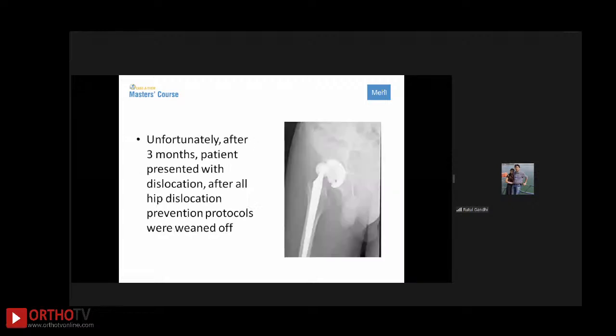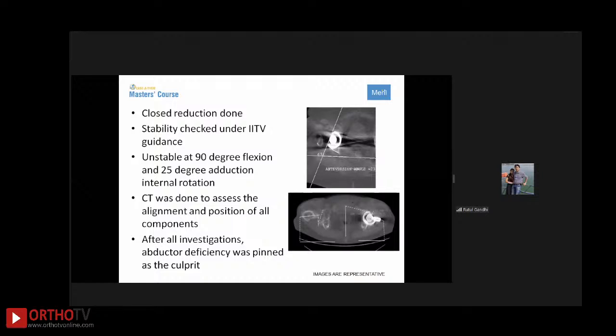However, after 3 months, once the patient was weaned off all the hip dislocation prevention protocols, the patient presented with a hip dislocation, and it was a catastrophic disaster for us. As Dr. Pradeep sir rightly said, we did all the possible investigations to know what was the cause for the dislocation.